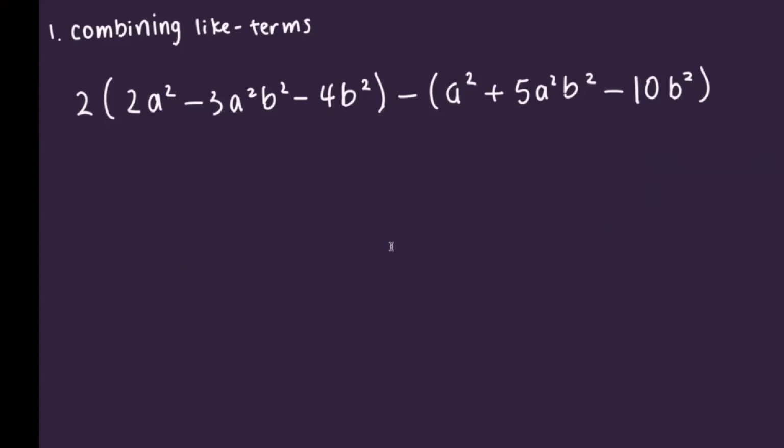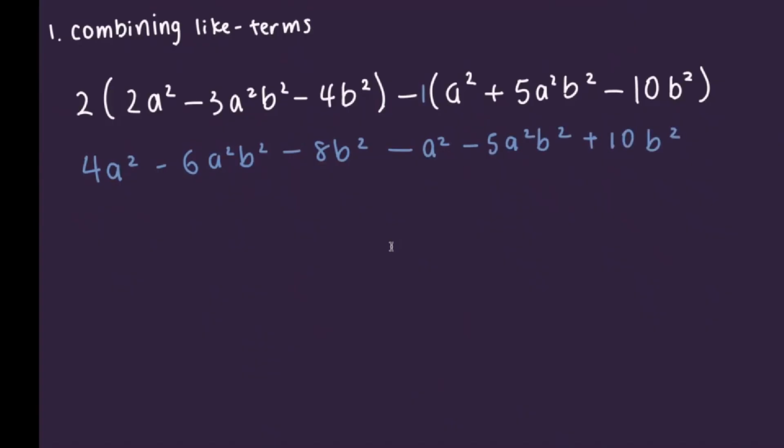First, multiply everything out. So we will have 4a squared minus 6a squared b squared minus 8b squared minus, remember this part is -1, so this will be minus a squared minus 5a squared b squared plus 10b squared.